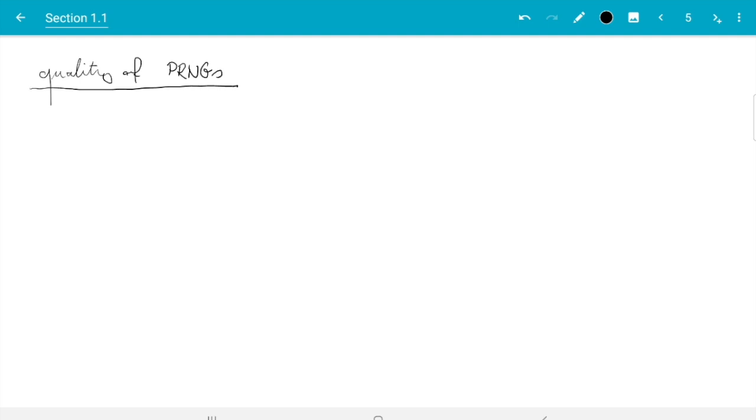Let's start by considering how we could measure the quality of a pseudo-random number generator. I want to go through a number of criteria, each of which measures some aspect of quality.